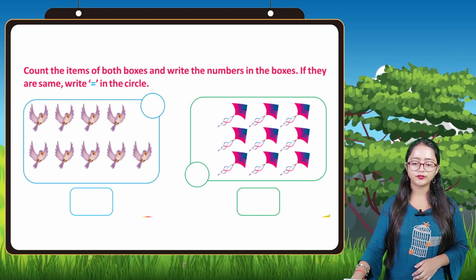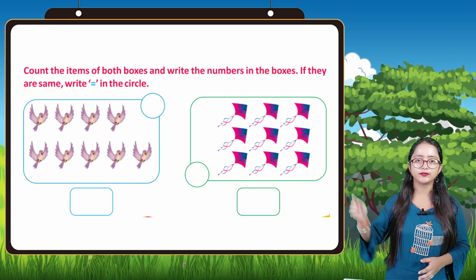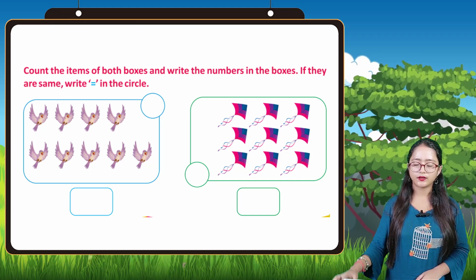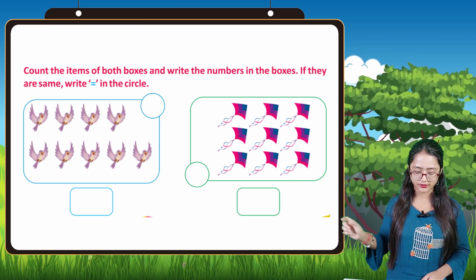Now you have to put the equal to sign here, in the given circle. Now in the other circle you have to put the equal to sign also.